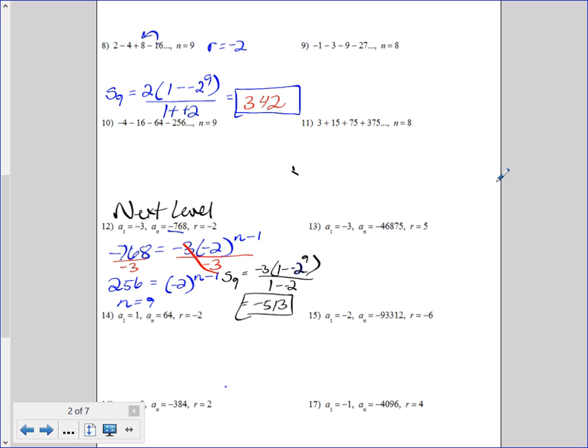Yes, you will have some very, very large answers on some of these. I'm gonna double check y'all's work on this last one here. You double check your work? Okay. Are you allowed to have fractions? Sure. Negative 513, good.